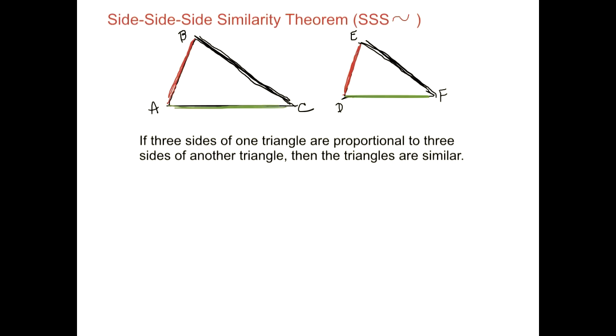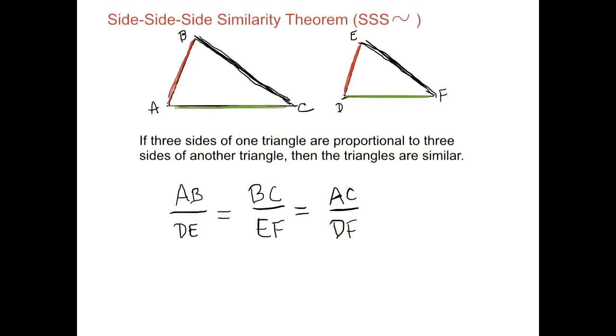Okay, so the side-side-side similarity theorem says that if 3 sides of one triangle are proportional to 3 sides of another triangle, then the triangles are similar. So here I have a picture of 2 triangles that look similar, and so what the proportional statement means is AB over DE must equal BC over EF, which must equal AC over DF. So if we know that all these three things are true, then we can write the similarity statement triangle ABC similar to triangle DEF.